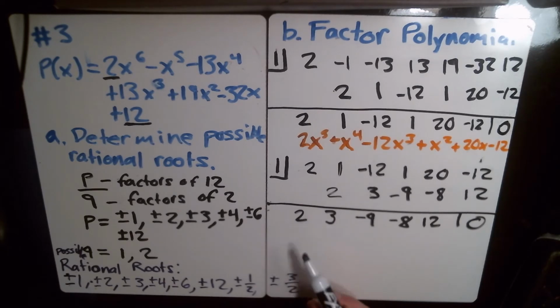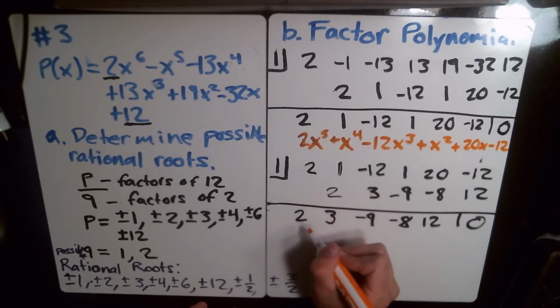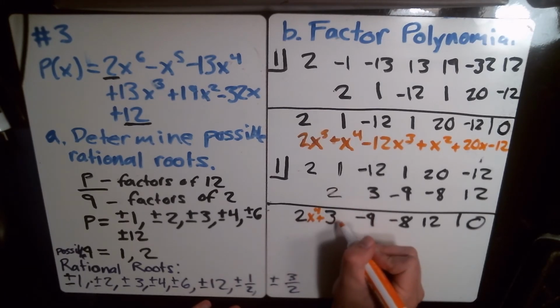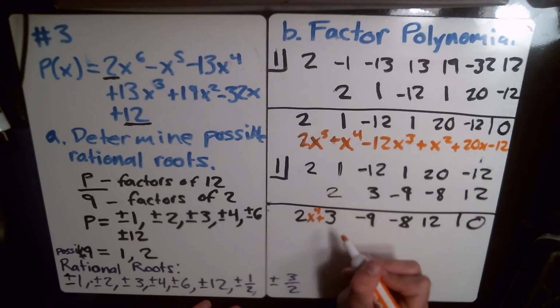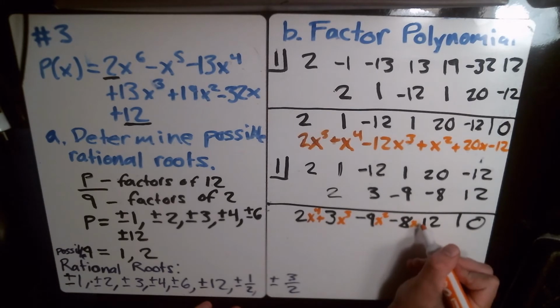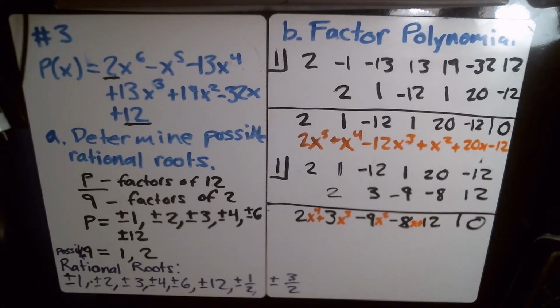Okay, so this will have it was an x to the 5th, so now it's going to go down to an x to the 4th plus, and then we've got 3x cubed minus 9x squared minus 8x and then plus 12. Okay, so that's the new polynomial we're dealing with.